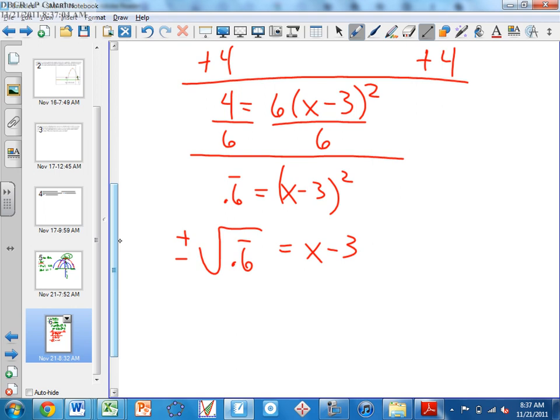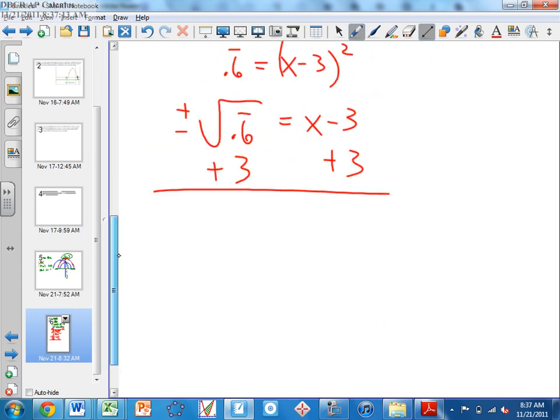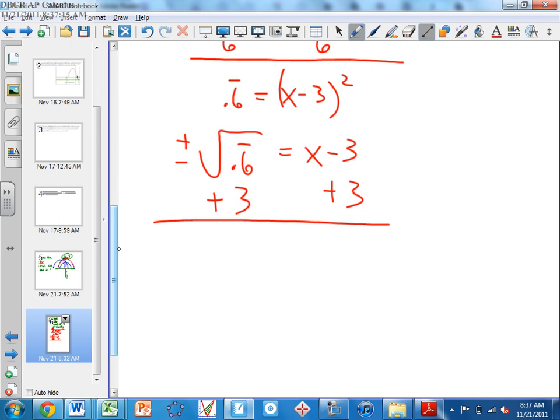Add 3, right? Add 3. Now, when I add 3 to this value, I want to make it look like it's in the form that we get when we get the quadratic formula. So if I have an added 3, I want to write it as 3 plus or minus the square root of 0.6. And those are my two roots.